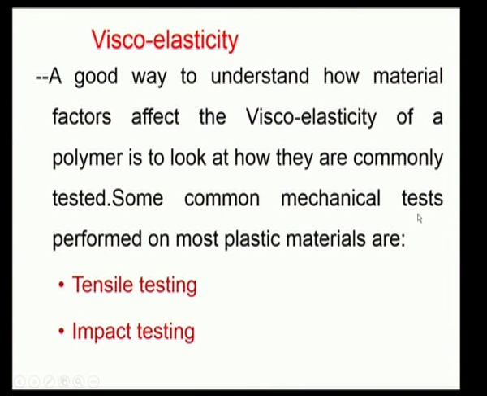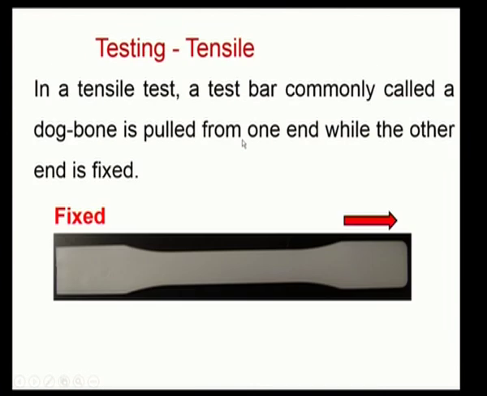Some common mechanical tests performed on most plastic materials are tensile testing and impact testing. In a tensile test, a test bar, commonly called a dog bone or a dumbbell shape, is pulled from one end while the other end is fixed. This is a typical test sample, called a dog bone sample or a dumbbell shaped sample.